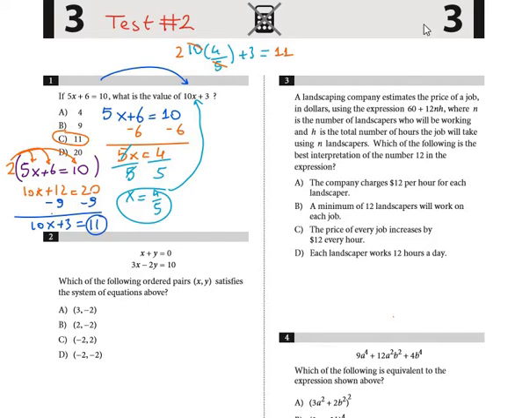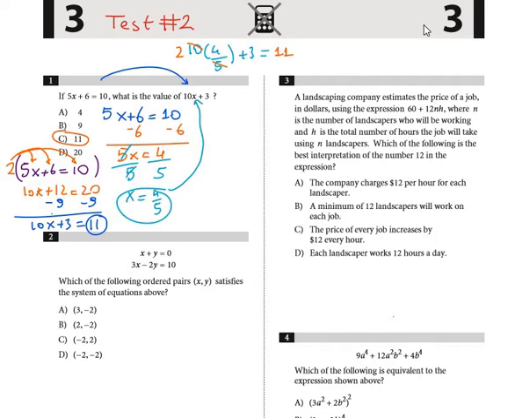Question number 2. x + y = 0, 3x - 2y = 10. Which of the following ordered pairs (x, y) satisfies the system of equations above? So let's check one by one by the plugging in method.